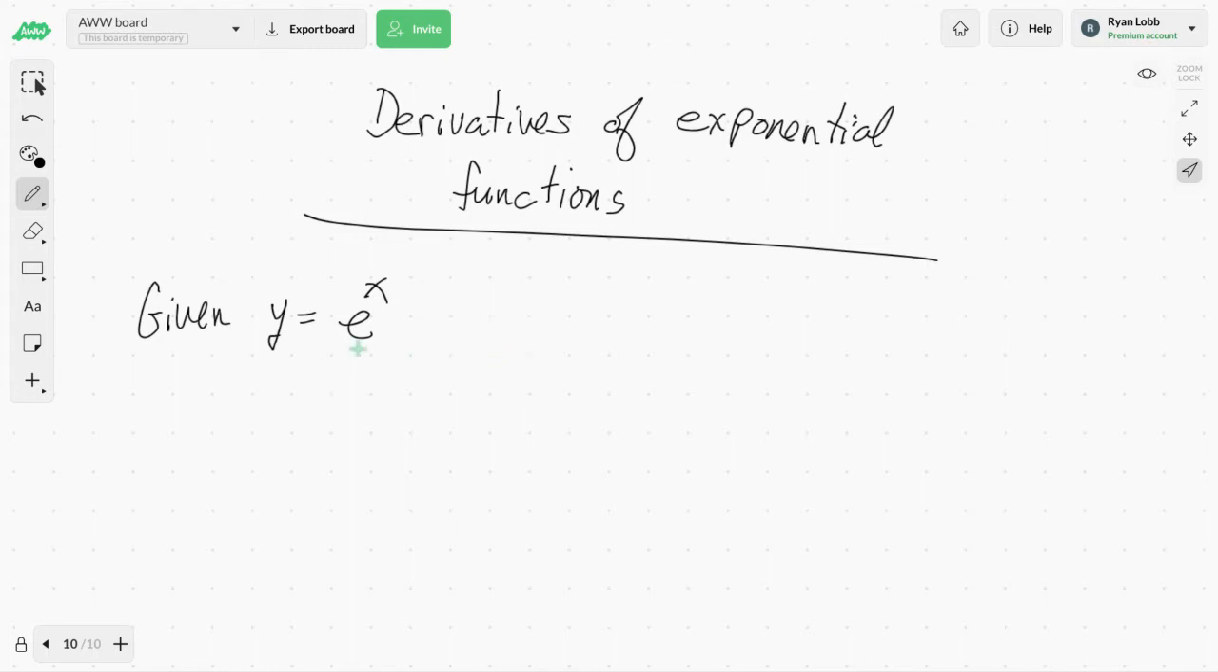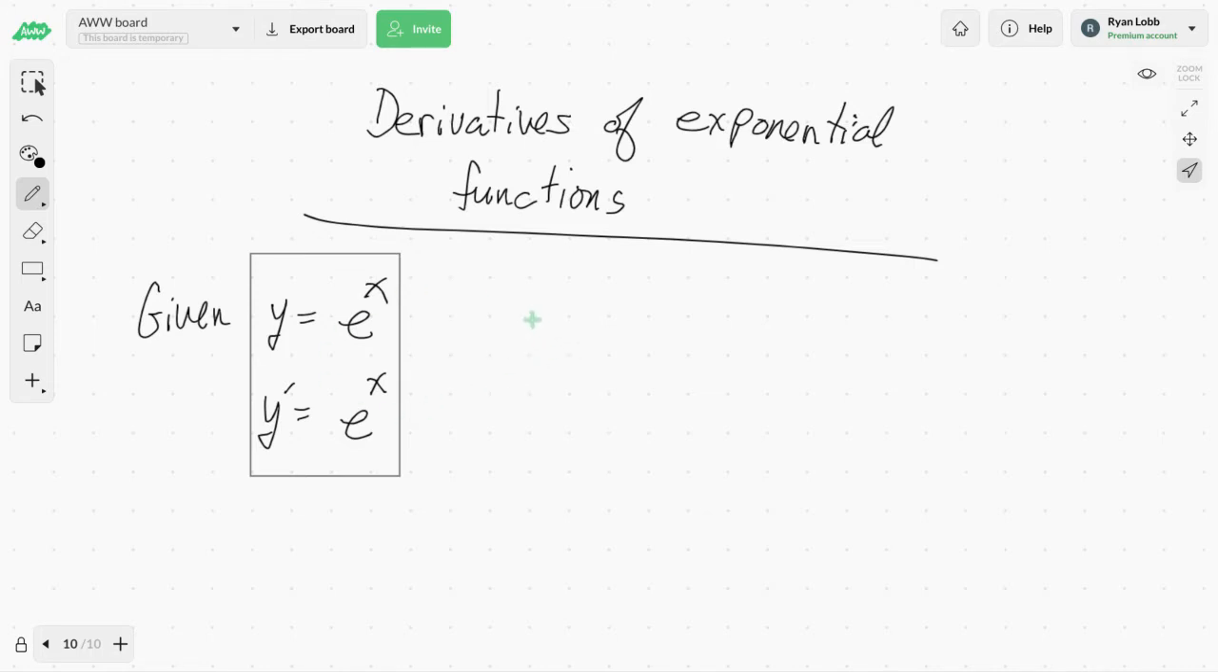So given y equals e to the x, y prime, this is as simple as it gets: e to the x. So here we have a function whose derivative is itself. So y equals e to the x, the derivative y prime is also e to the x. And like we did with the natural log functions, this is a specific exponential function, e to the x.